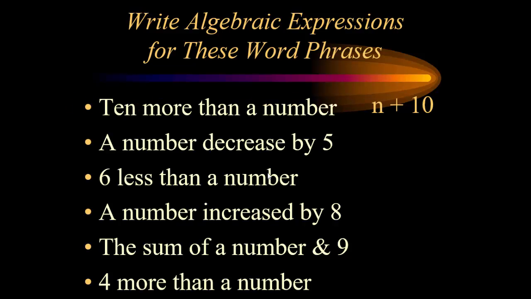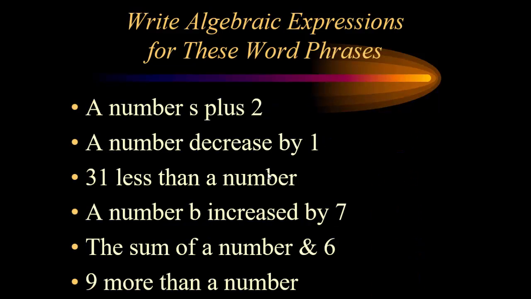Oh, this goes way too fast. I used a different variable in this one. So it's w minus 5. 6 less than a number, x minus 6. A number increased, add, n plus 8. The sum, addition, n plus 9. And 4 more than a number is also addition, so we want to add those.